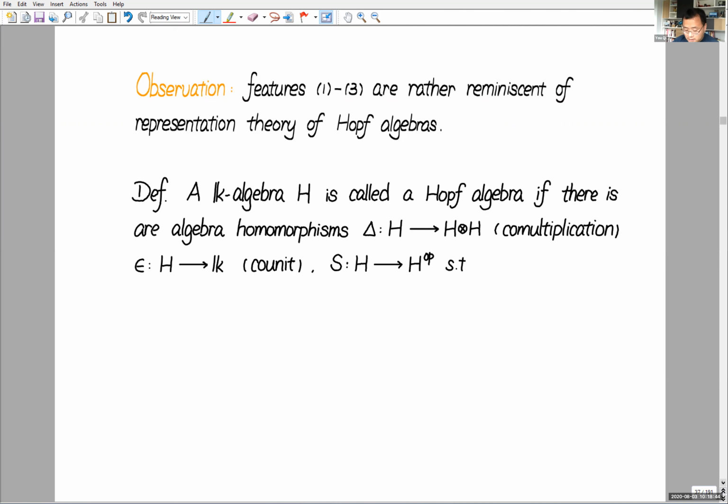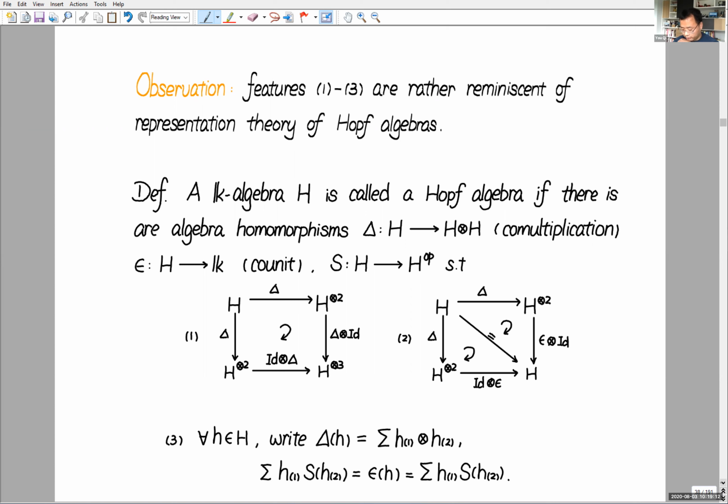So what is a Hopf algebra? A K-algebra H is called a Hopf algebra if there are algebra homomorphisms delta from H to two copies of H, called comultiplication, a counit epsilon from H to K, and the antipode map S from H to H opposite, such that certain coherence axioms are satisfied. For instance, delta is coassociative, epsilon serves as the counit of delta, and S serves as the convolution inverse of the identity map in this algebra. But I don't want you to force yourself to memorize these axioms for now; you can deduce these properties out of what you want from the representation theory of H, as we have seen.